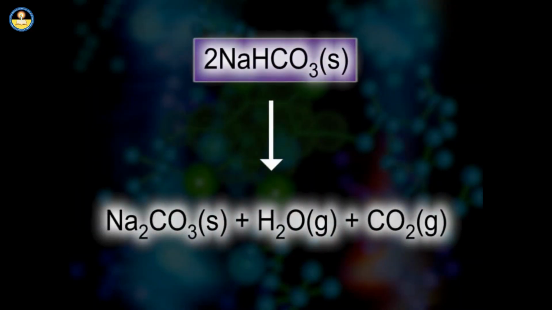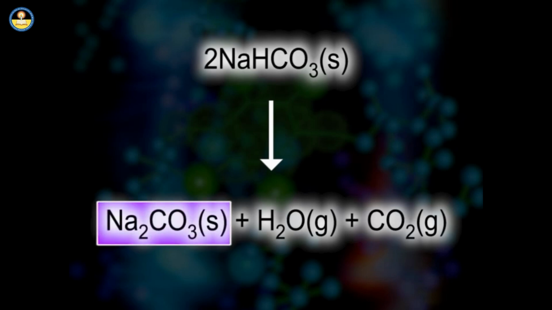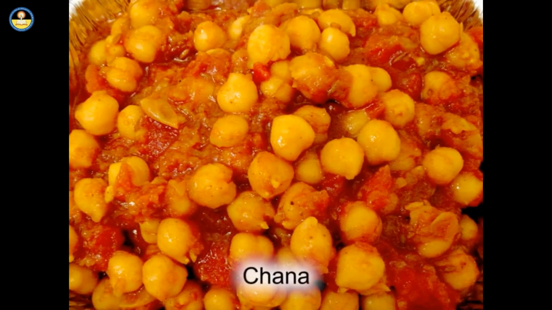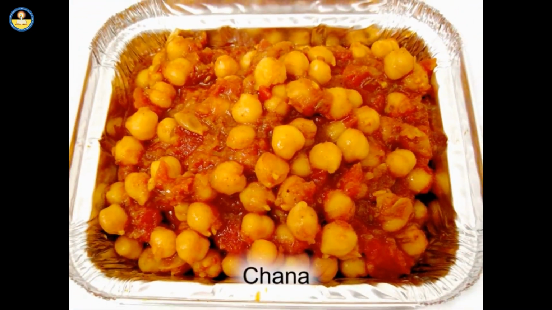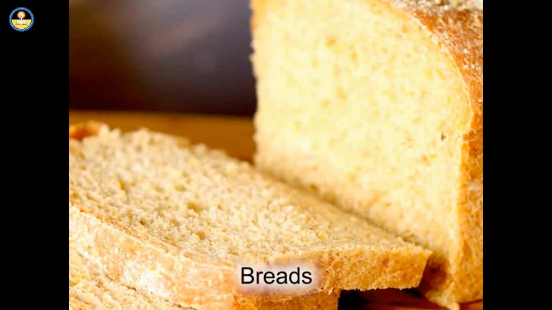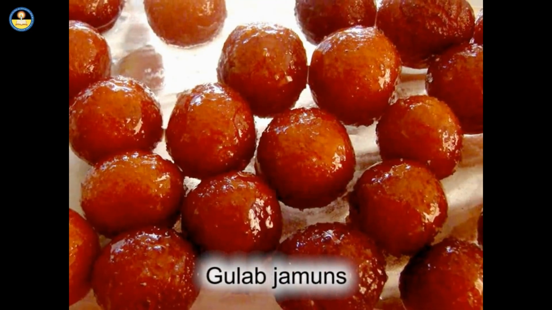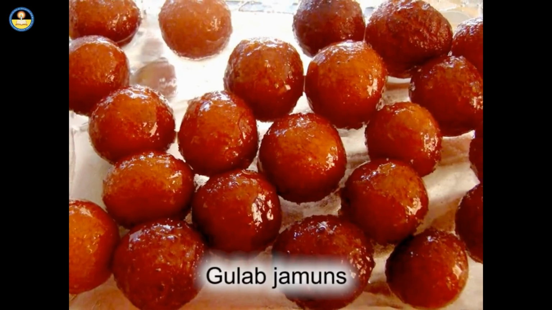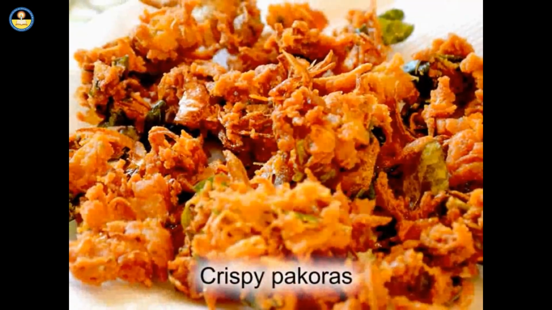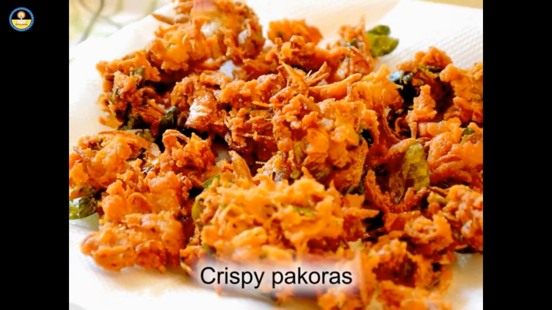2NaHCO3 in solid state gives Na2CO3 in solid state, H2O in gaseous state and CO2 in gaseous state. It is also used in kitchens in cooking chana, breads, gulab jamuns, and crispy pakoras.